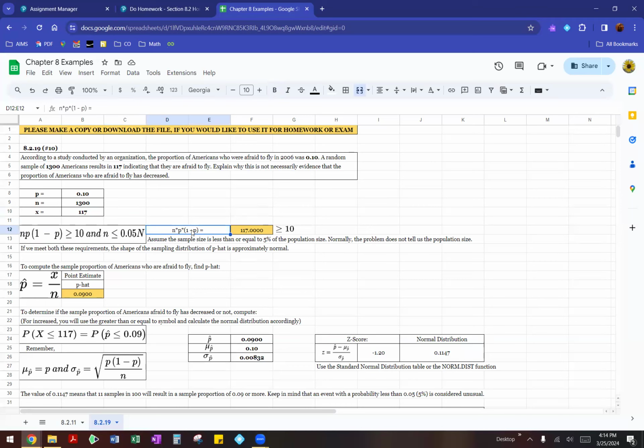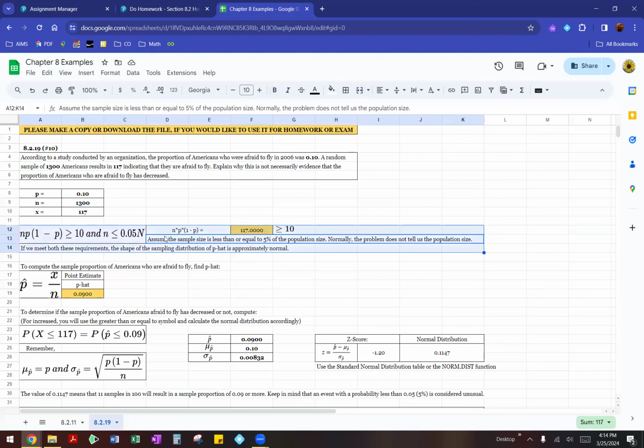So let's start with the calculation of n times p times 1 minus p, and you will see I just went ahead and selected the boxes here for the n and the p and then the 1 minus p calculation. And you will see when we do this math, it comes out to be 117, which of course is larger than 10. And then since our sample size is given to us as 1,300, you can see in this statement over here, I'm basically saying we can assume that this sample size is going to be less than or equal to 5% of the population size.